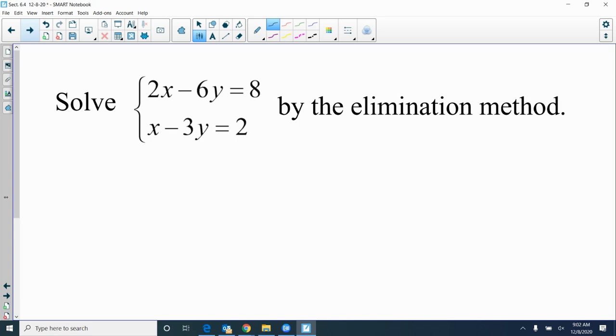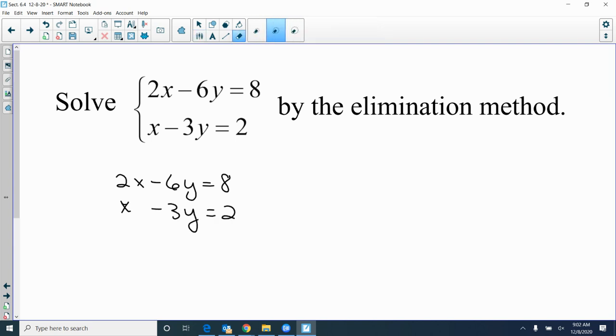Now for elimination, I'm going to keep them in this order. 2x minus 6y equals 8. x minus 3y equals 2. What can I multiply by in which equation? Christian? The bottom one, you can multiply it by 2. All right, negative 2. Yep, got to make it negative 2. All right, go ahead and do that. And the top one I'm going to keep the same.